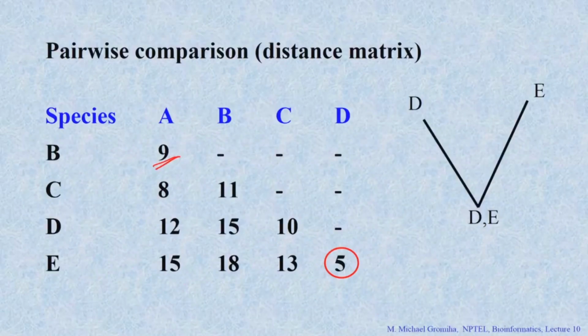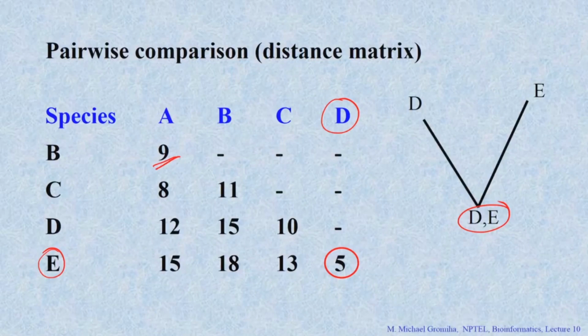So, from this what can we infer? D and E are close to each other among all the combinations. This has the lowest number of mismatches. So, you put D here, E here, and they are close to each other. We make the first branch and the first node also. This is the common node. So, D and E are close to each other.